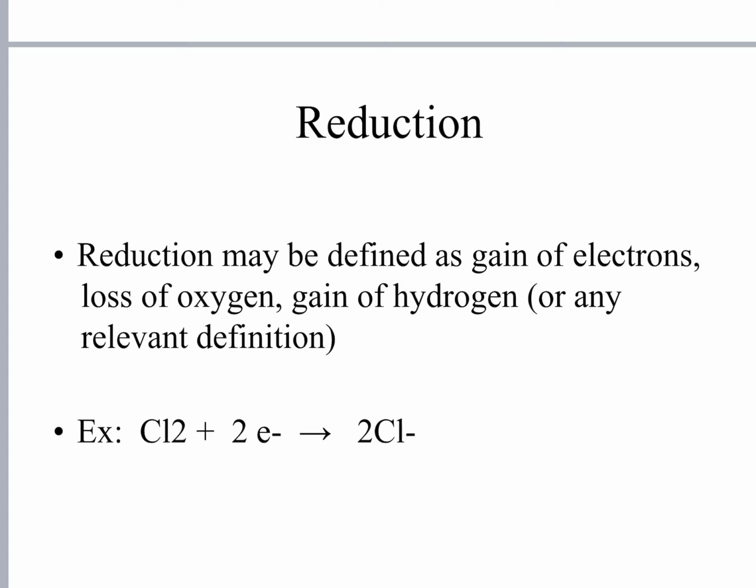Two chlorine atoms pick up two electrons to turn into 2 Cl minus. Chlorine gas, Cl2, picks up 2 electrons and turns into 2 Cl minus. Here it is gain of electrons, so it is a reduction. Loss of electrons is oxidation, gain of electrons is reduction.